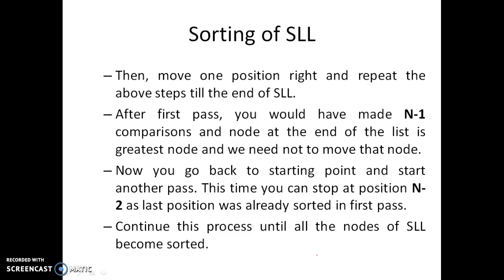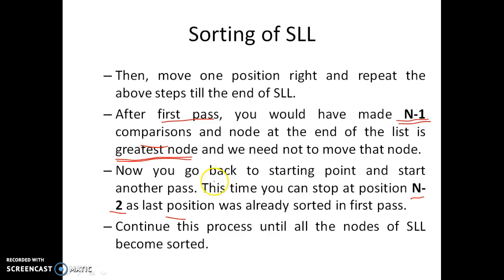check whether they are in order or not, then go for the next, that is third and fourth, then fourth and fifth, and so on up to the end of the linked list. Ultimately at the end of the first pass we are making n-1 comparisons, and at the end of the first pass the greatest data item is present at the last node. Then in the next pass we are doing n-2 comparisons and the second greatest value is present in the second last node, and so on.